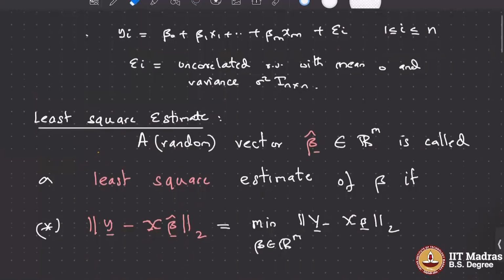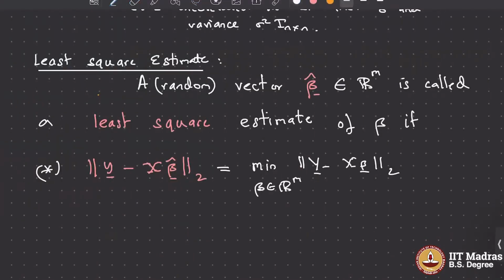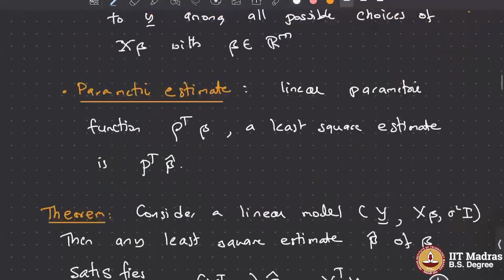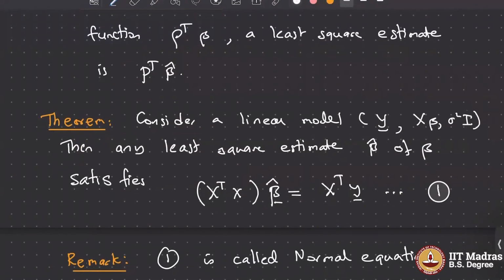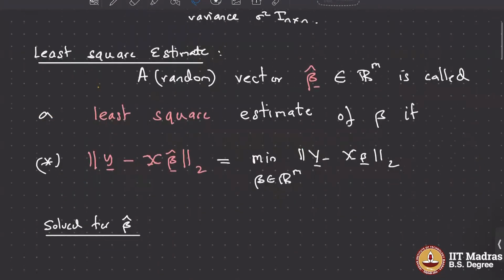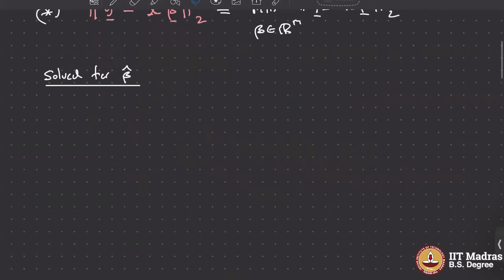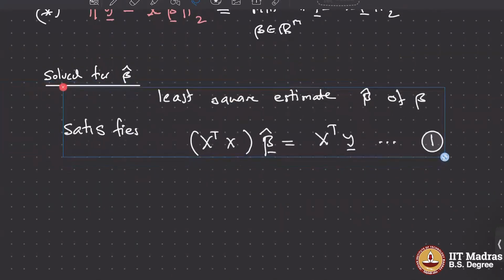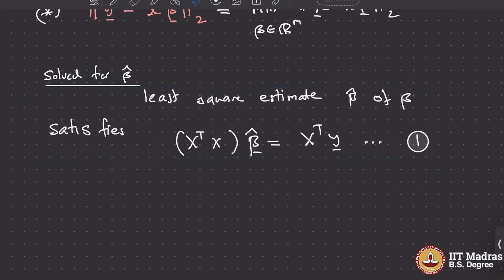And the way we solve for beta hat, we did it by solving the normal equations, which is what this theorem gave us. This theorem gave us that the least squares estimate on any linear model would solve this equation, which we call the normal equation. These were called the normal equations.